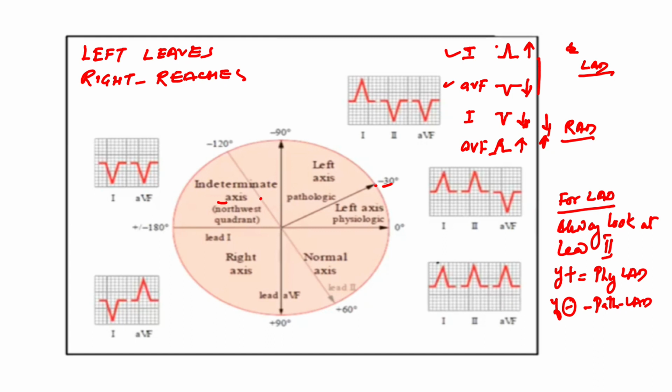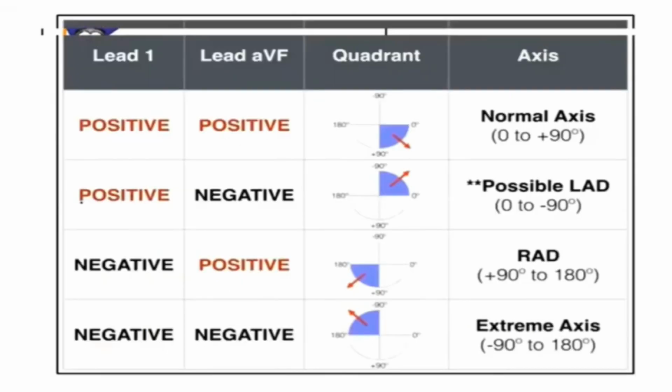And again, for left axis deviation, always look at lead 2. If we get positive QRS complexes, then it is a physiological left axis deviation. If we get negative net QRS complexes, that is a pathological left axis deviation. We can also remember this table for axis calculation.